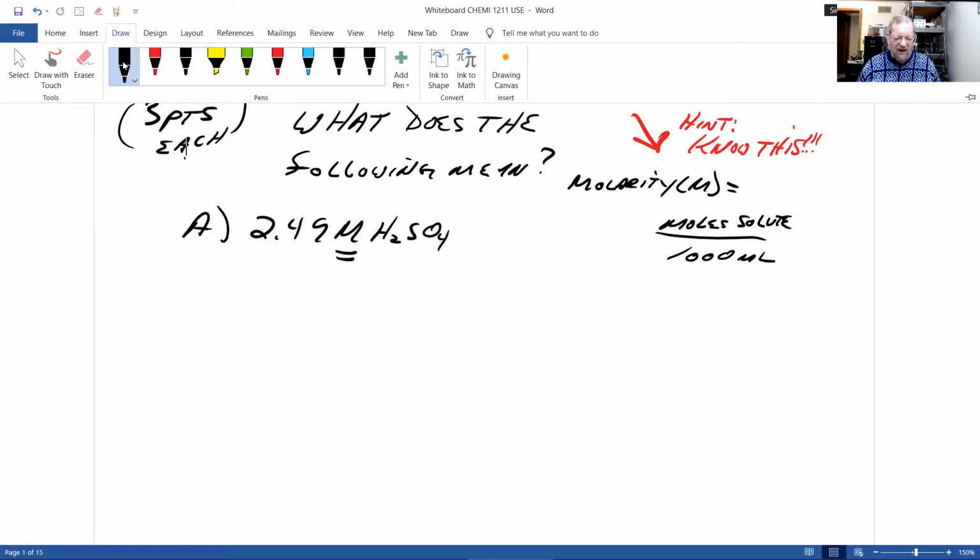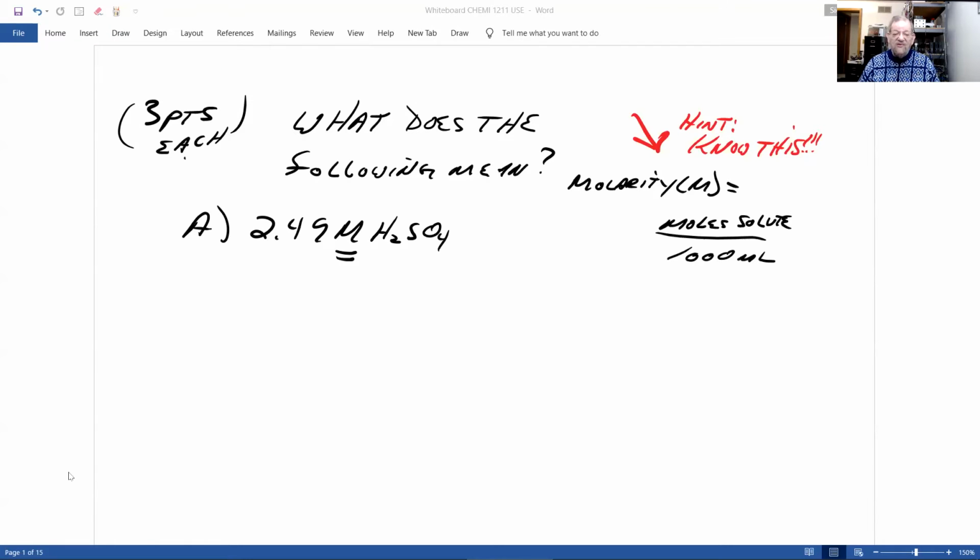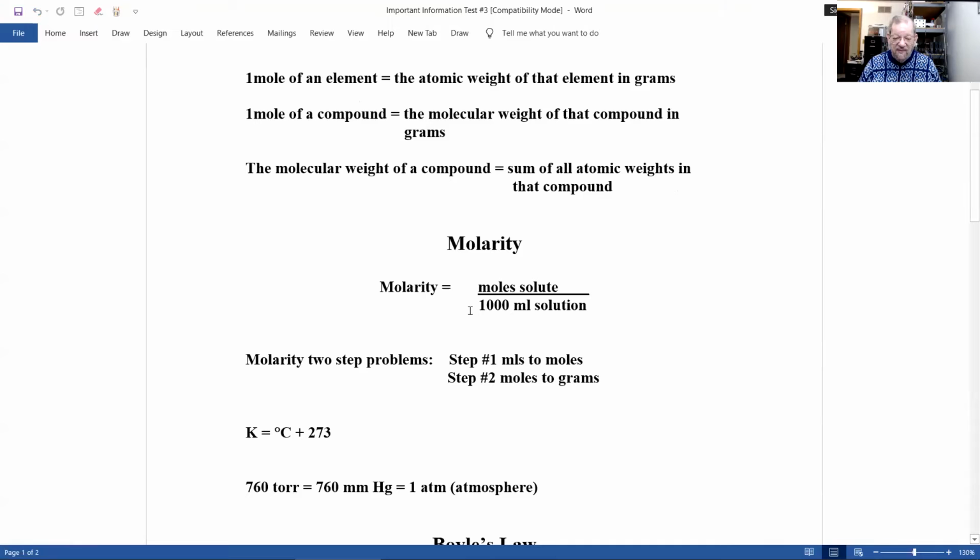Because I've cut down on memorization in my general chemistry courses, I would like you to take time to look at important information. You'll see right here for test 3, which is coming up in about 2 weeks, that molarity is moles of solute per 1,000 milliliters. In the past, students had to memorize this. Now you're given it, but you still have to know how to use that.